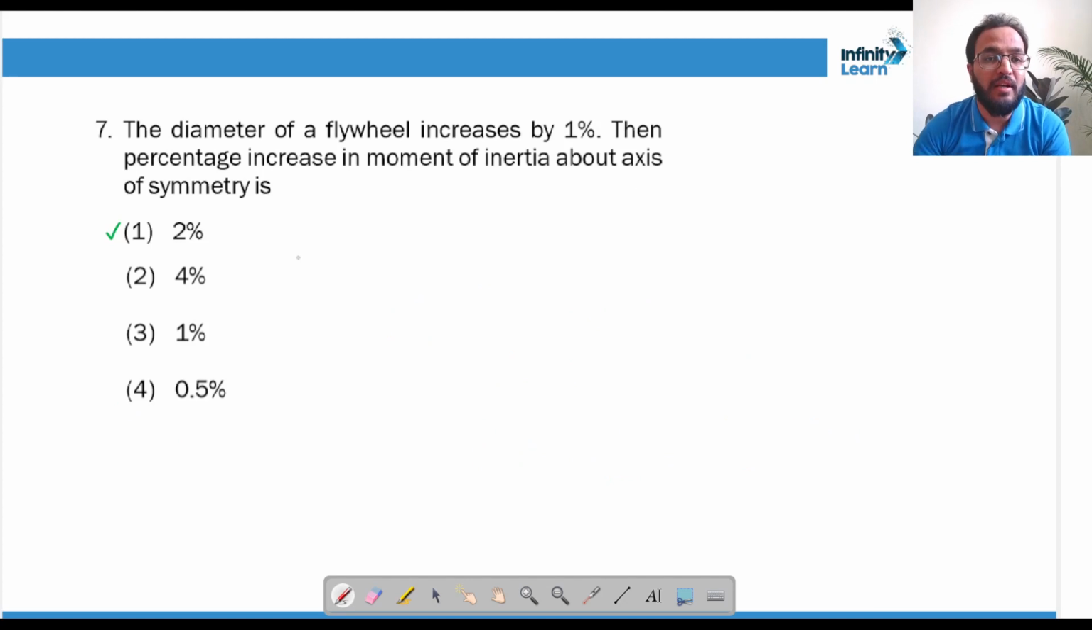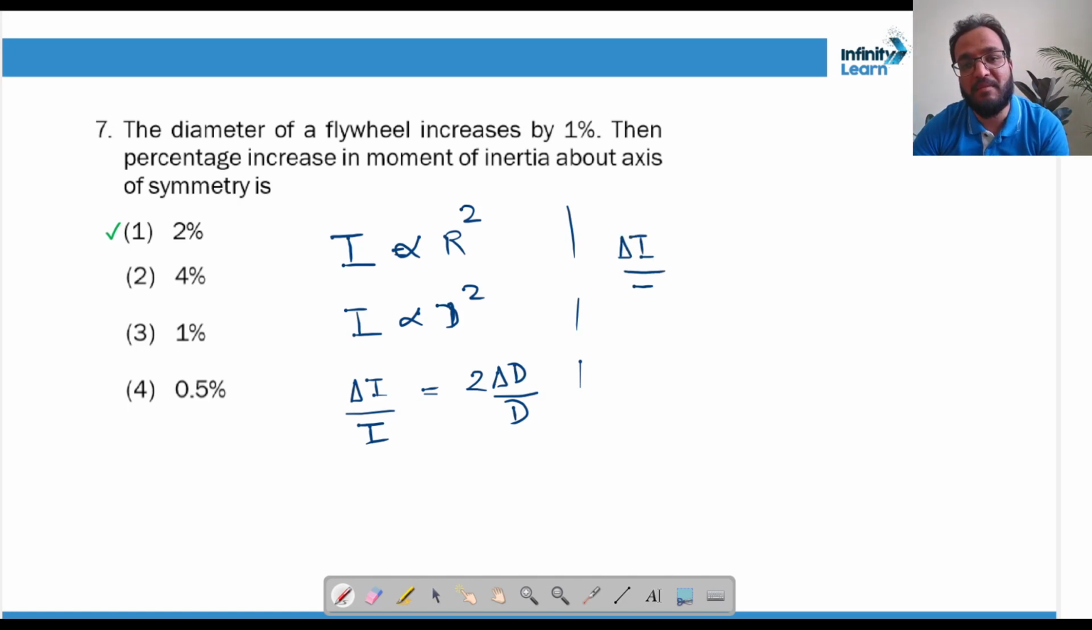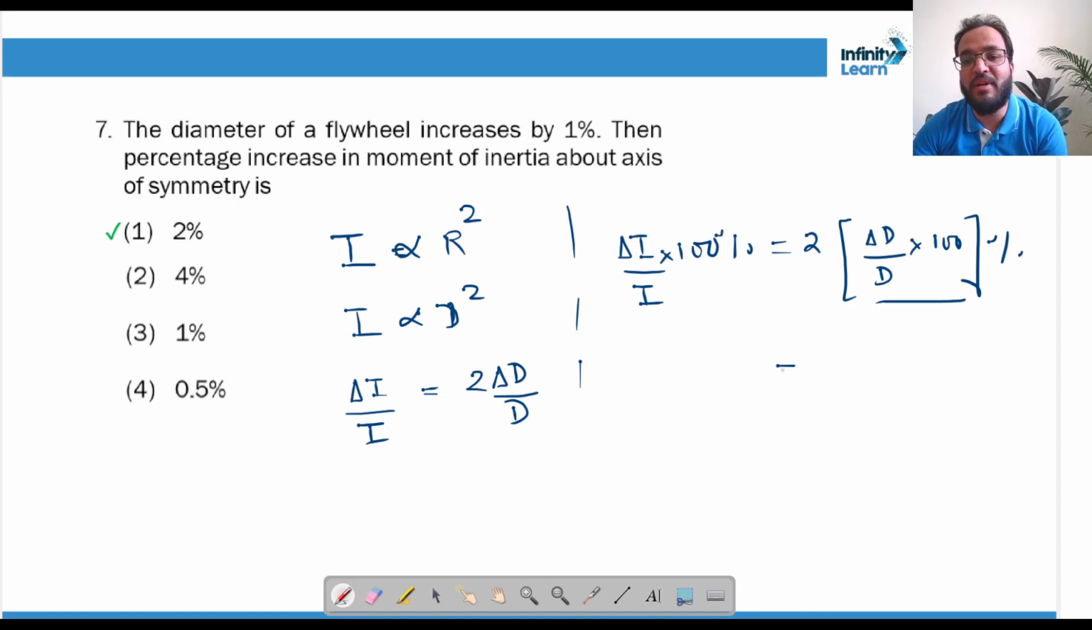Now, the diameter of a flywheel increases by 1%; find the percentage increase in moment of inertia. See, for a flywheel, moment of inertia is directly proportional to r square, or we can say it is directly proportional to diameter square, right? Now we will say delta I by I is equal to 2 times delta d by d. If the diameter increases by 1%, then delta I by I into 100 percentagewise will be 2 times delta d by d into 100. Now delta d by d into 100 is 1%, given.